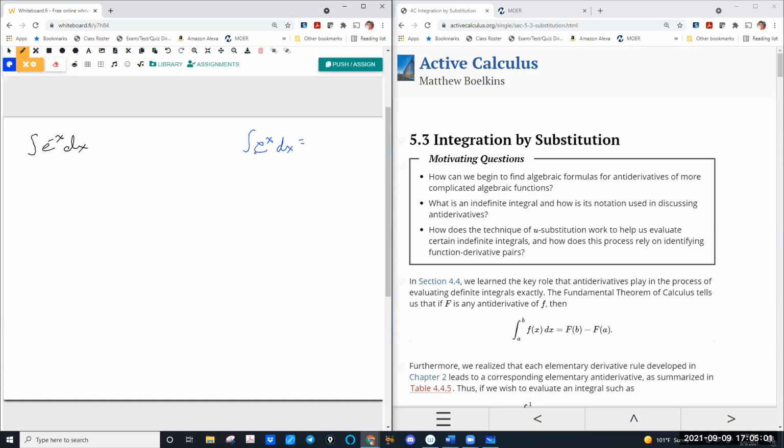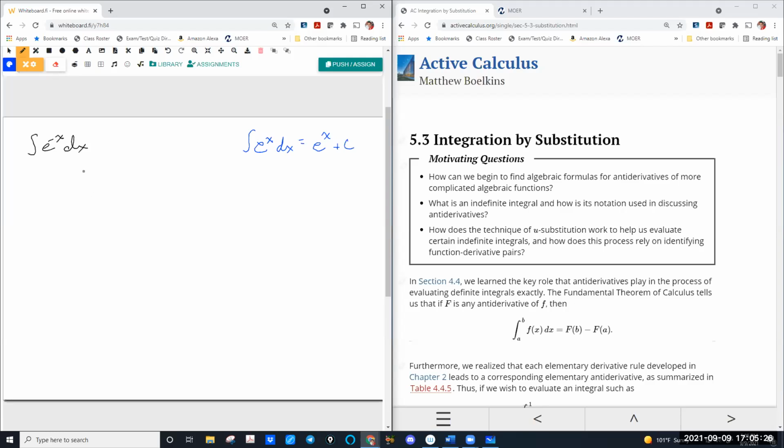So this is our favorite because this is the one function that is its own derivative and its own antiderivative. Now, because we have an indefinite integral, we put a plus c on there. Now, what we want to look at, though, is when we have more than just e to the x, like in this case, e to the negative x.